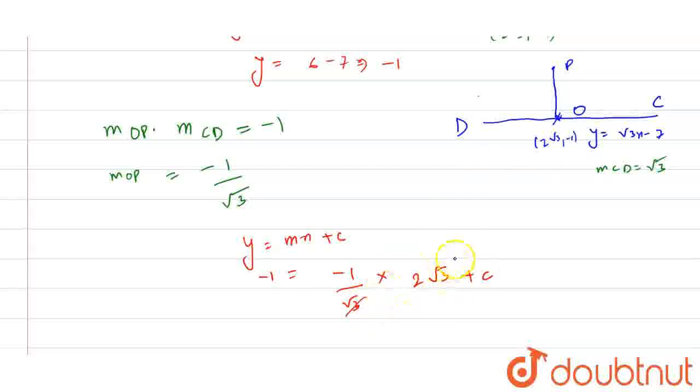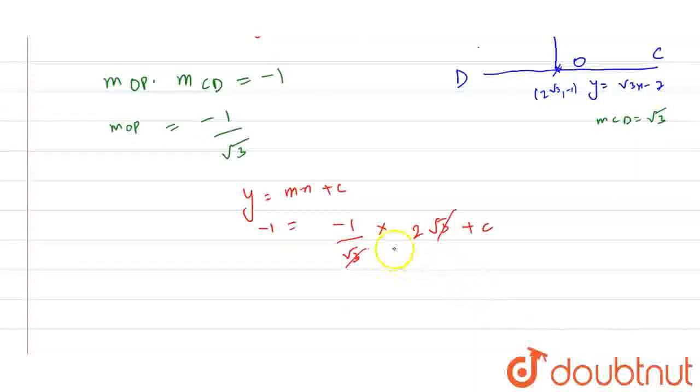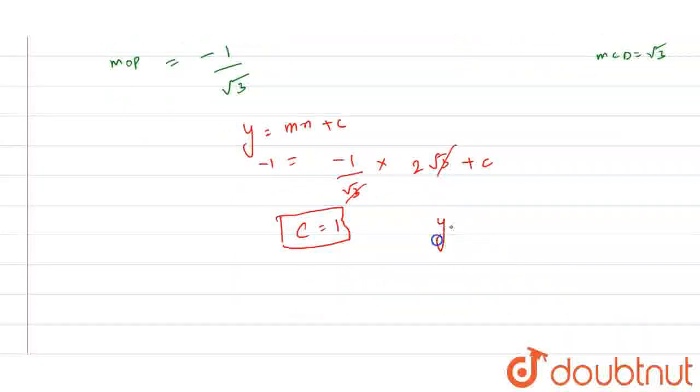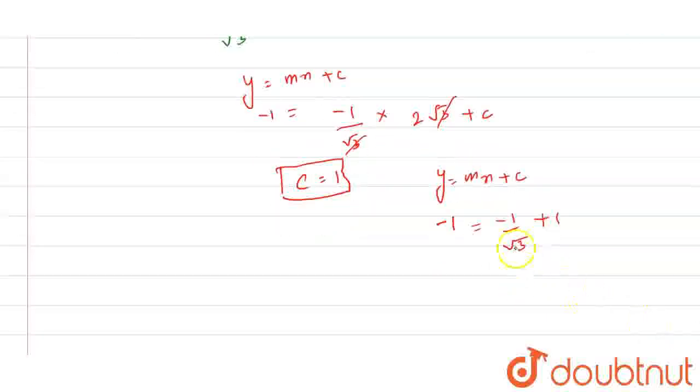So this under root 3 and under root 3 cancel out. We get minus 1 equals minus 2 plus c, so this minus 2 comes to this side and we get c is equal to 1. So we get the value of c is equal to 1. Now, again using the line y is equal to mx plus c, the value of y is minus 1, the slope is minus 1 by under root 3, and c is 1. Now for finding the equation of the locus, we can't write the value of y as minus 1; here it will be y. So y is equal to minus 1 divided by under root 3, times x, plus 1.